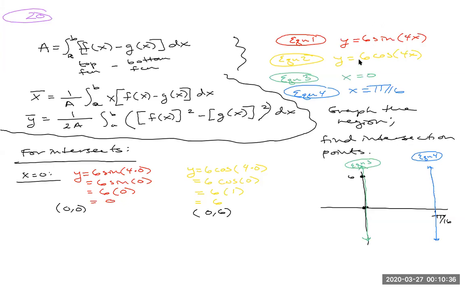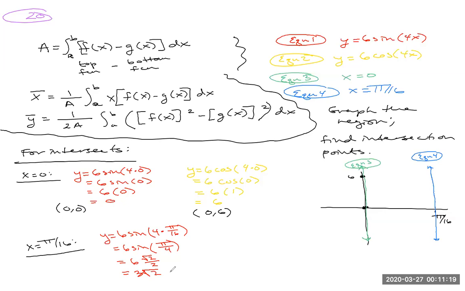So back in black, we have x equals pi over 16. Plug in to equation 1 and 2. So that's 6 times sine of, 4 cancels with 16, you get a 4 on the bottom. That's pi over 4. And then that's 6 root 2 over 2, which is 3 root 2, which comes out to be about 4.24. Okay.